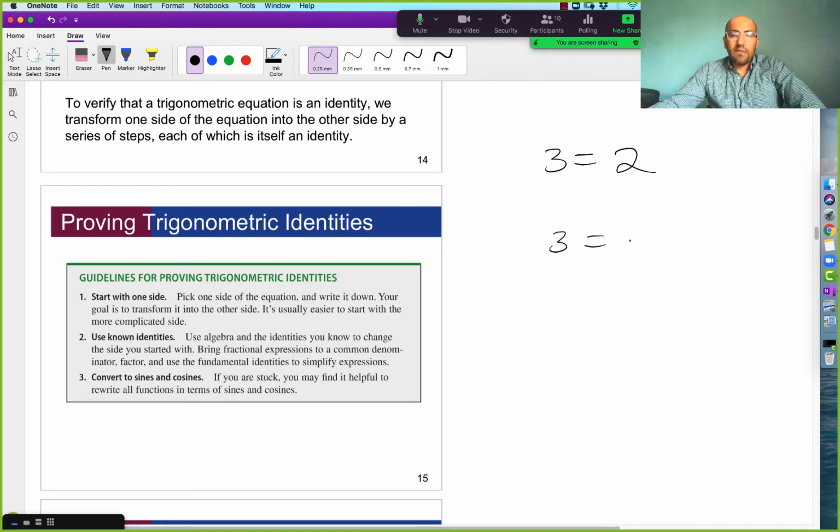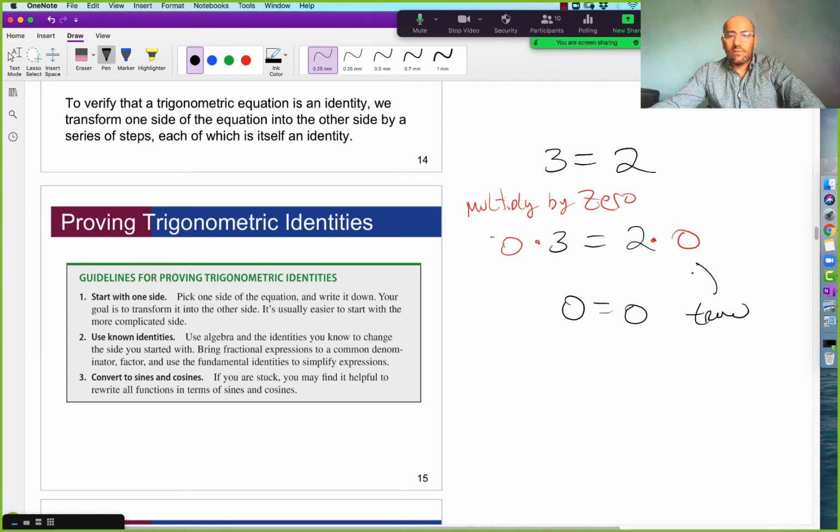All I'd say is that, okay, well, you can do whatever operation you want to one side, you can do to the other, right? So how about if I multiply both sides by 0? Multiply this side by 0, multiply this side by 0, and so now we end up with 0 equals 0. And then people go backwards and say, okay, so if this is true, then it must be that this is true, which must mean that this is true. So that's not going to work, so we don't want to do that.